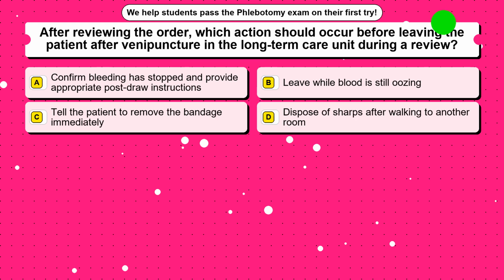Question 59. After reviewing the order, which action should occur before leaving the patient after venipuncture in the long-term care unit during a review? Option A. Confirm bleeding has stopped and provide appropriate post-draw instructions. Option B. Leave while blood is still oozing. Option C. Tell the patient to remove the bandage immediately. Option D. Dispose of sharps after walking to another room.